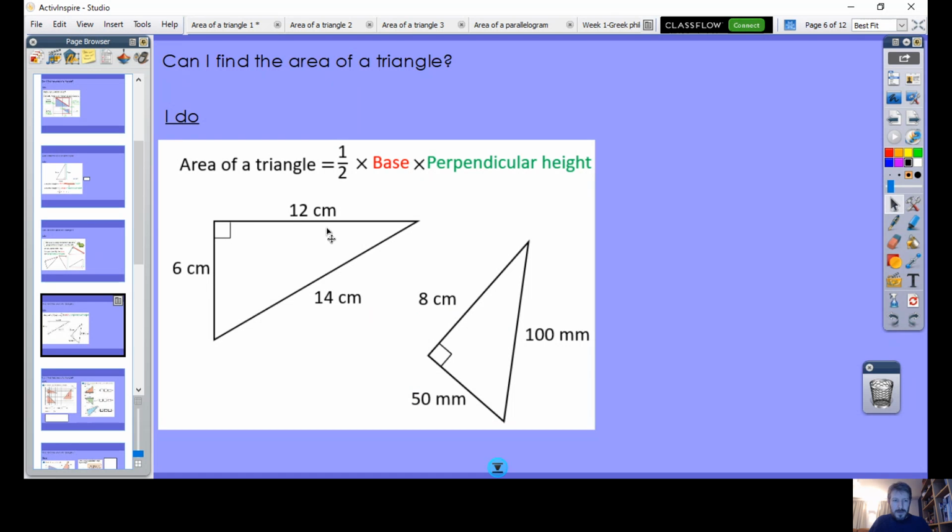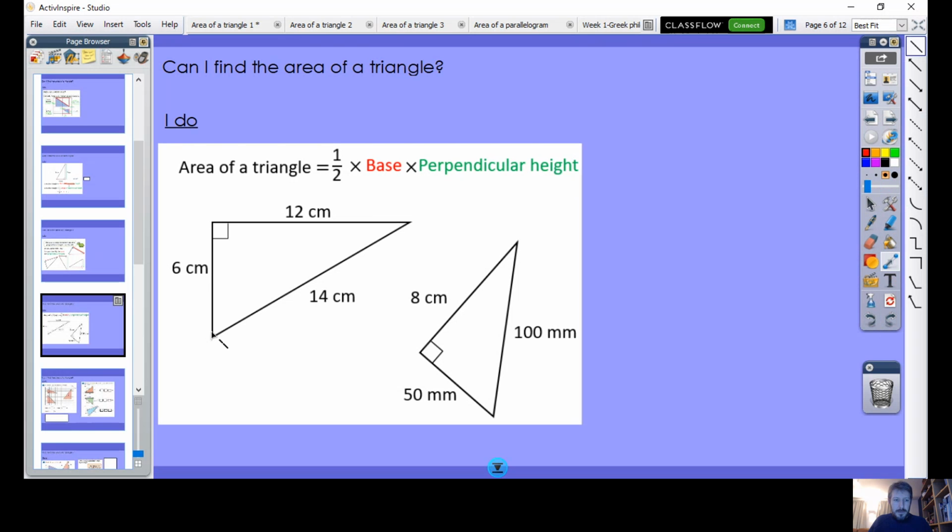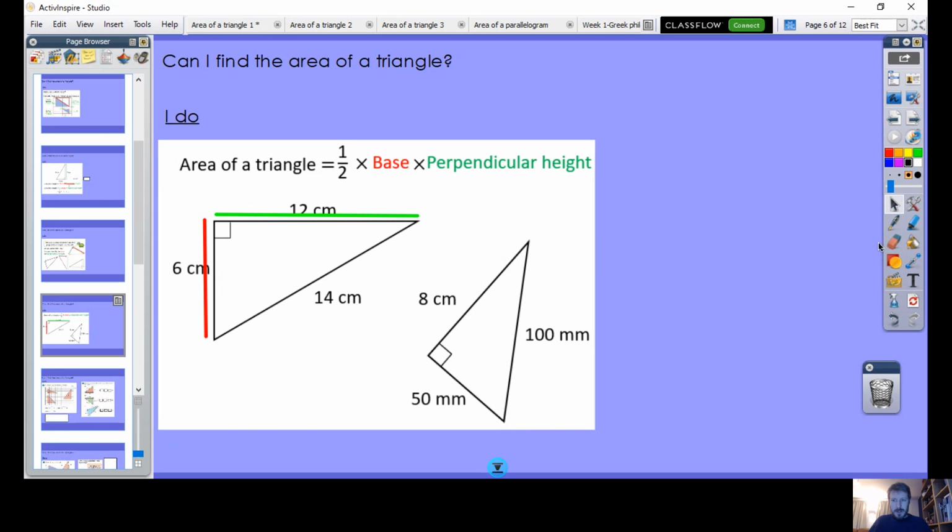So let's think, which of these are the base and which one is the perpendicular height? Pause the video and think what you think is the base and the perpendicular height. Okay, so you could either have this line as the base or this line as the base, and then the other one would be the perpendicular height. So let's say this line is the base, and then this line up here is the perpendicular height.